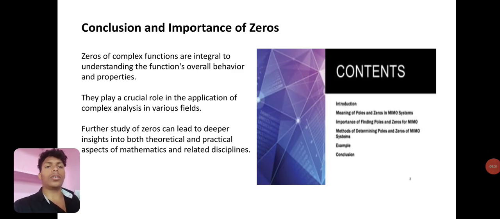The conclusion and the importance of zeros. Zeros of complex functions are integral to understanding the function's overall behavior and properties. They play a crucial role in the application of complex analysis in various fields. Further study of zeros can lead to deeper insights into both theoretical and practical aspects of mathematics and related disciplines.